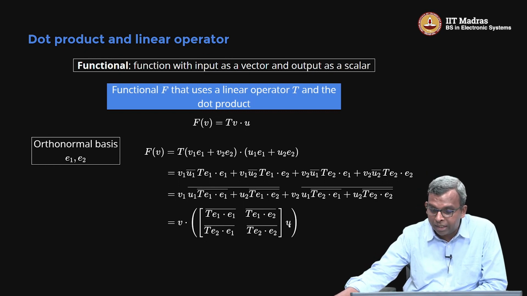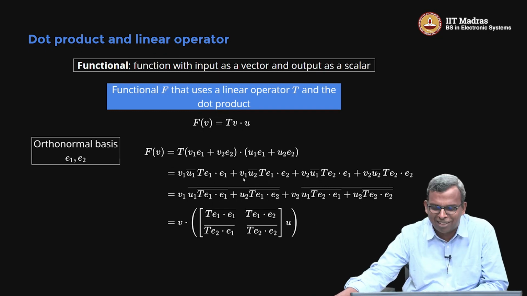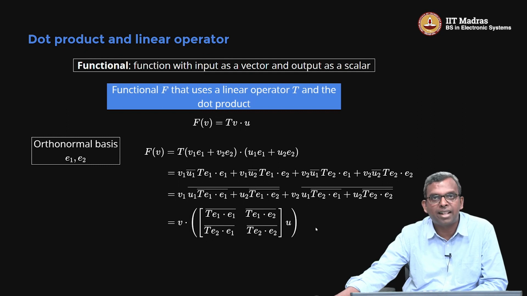Right? So the first entry here is u1 times the conjugate of t e1 dot e1 plus u2 times the conjugate of t e1 dot e2. The second entry here is u1 times the conjugate of t e2 dot e1 and then u2 times the conjugate of t e2 dot e2. So what you got here is very interesting. This f of v, which was tv dot u, once you use this orthonormal basis, has become v dot a linear transformation times u. Notice this clever little manipulation. There's actually not too much cleverness here. It's just carefully observing something and then rewriting it very, very carefully.